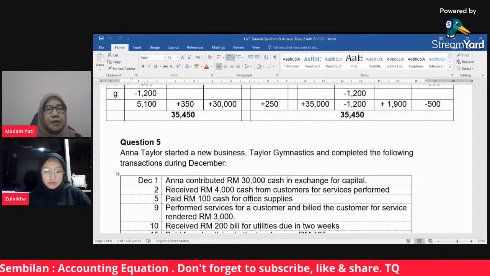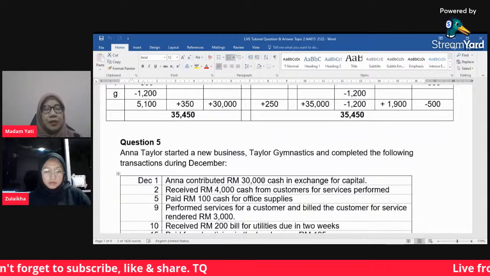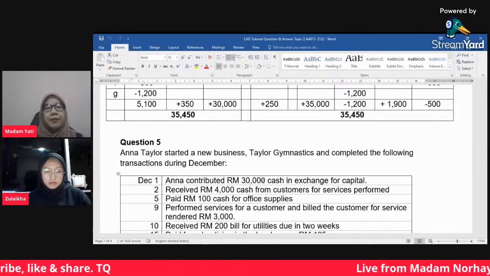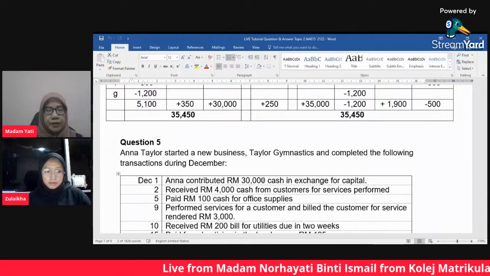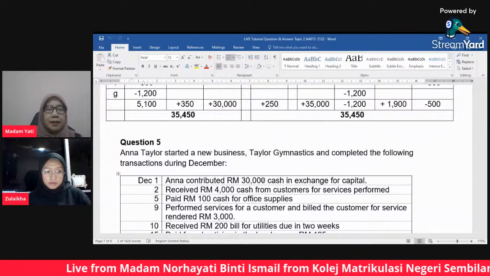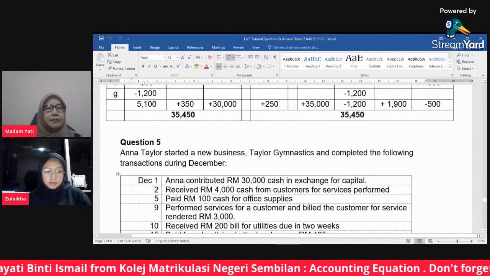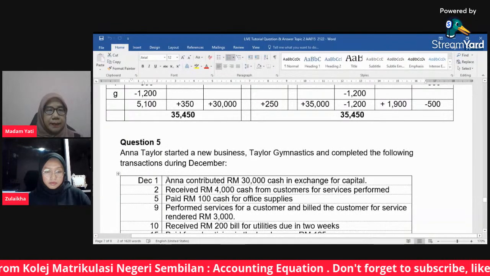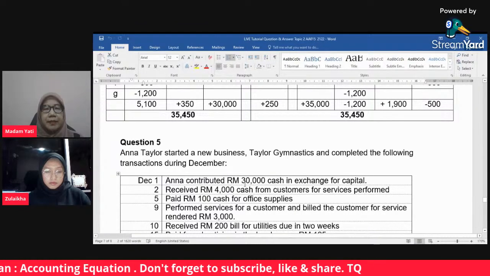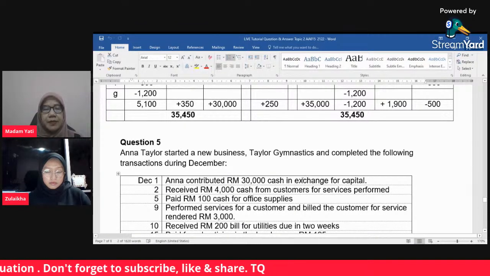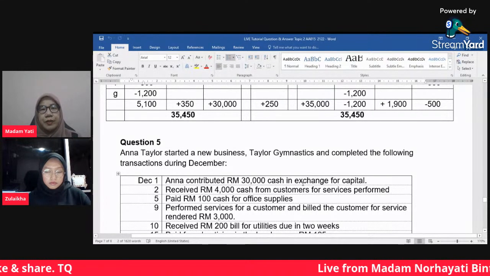So the asset, you must know the items or the accounts that involve. Liabilities pun you must know the accounts that involve, and for owner's equity, there are 4 items under owner's equity. That is capital, drawings, expenses and revenue. Okay, we look at the first transaction, December, 1st December, Anna contribute RM30,000 cash in exchange for capital. So that means Anna contribute 30,000 into the business.